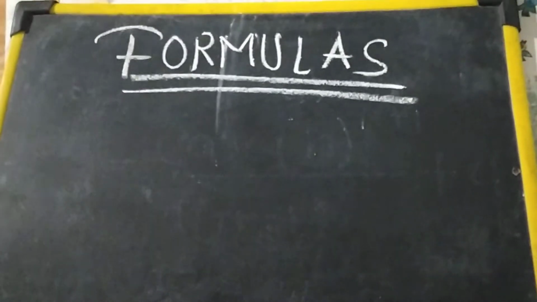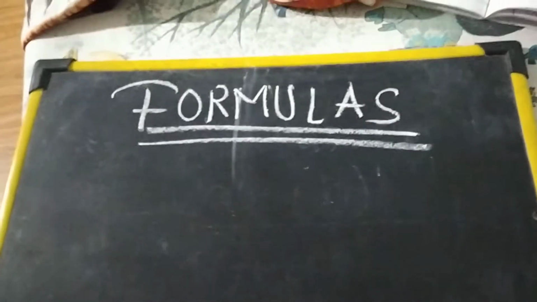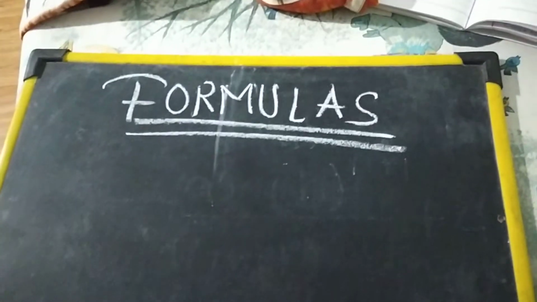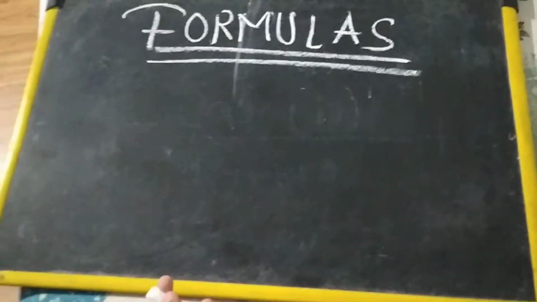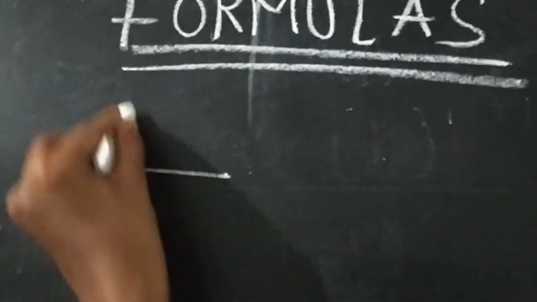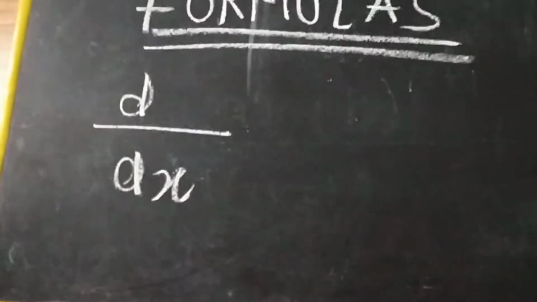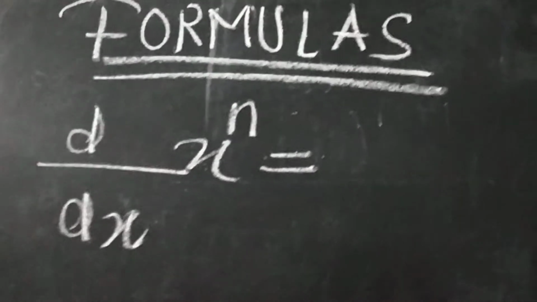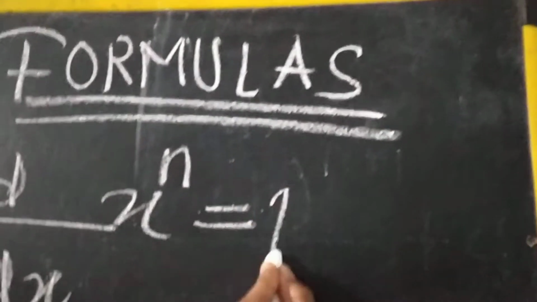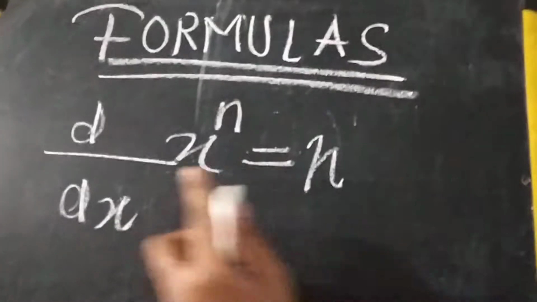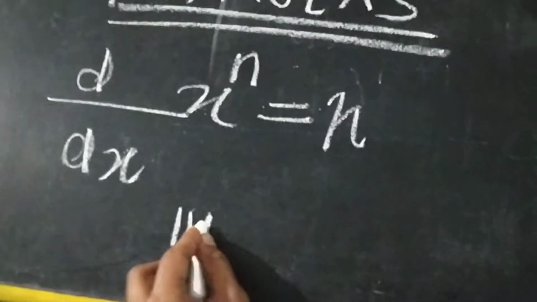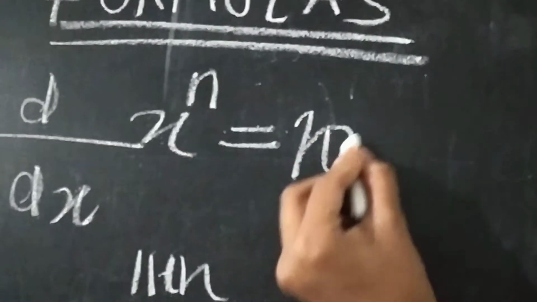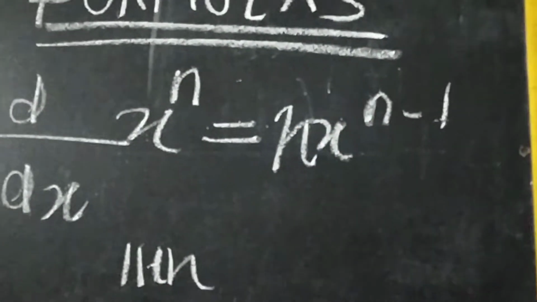So now we are going to start with the formulas. To explain the first formula, I will explain it like this. We all know the derivative of x raised to n is, tell the answer in the comments. You should know this because this was in 11th standard. So the derivative of x raised to n is n x raised to n minus 1, right?